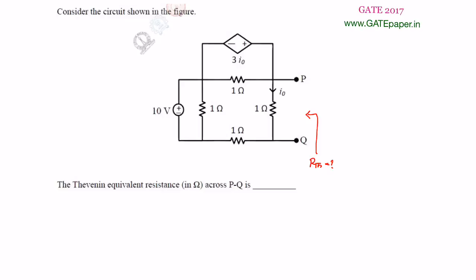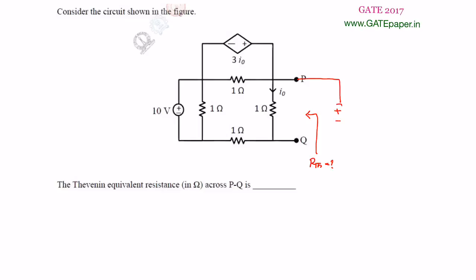Ensure that no other sources are present in the circuit, and only apply a test voltage source across the terminals of interest. Because of that you are going to get some current. Get the ratio of the test voltage and test current, that will give the Thevenin's resistance. You can understand it in this way. So now P and Q are the terminals of interest.